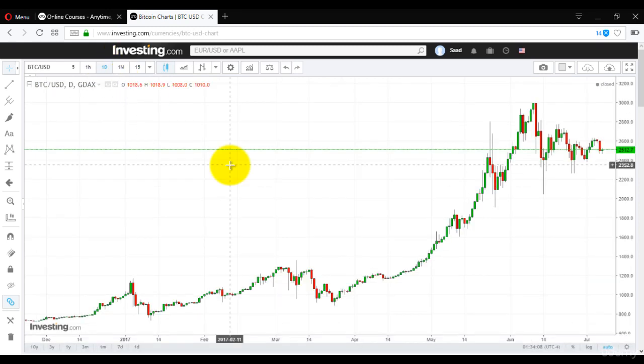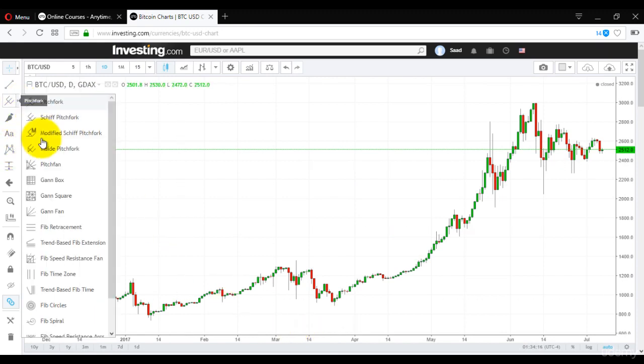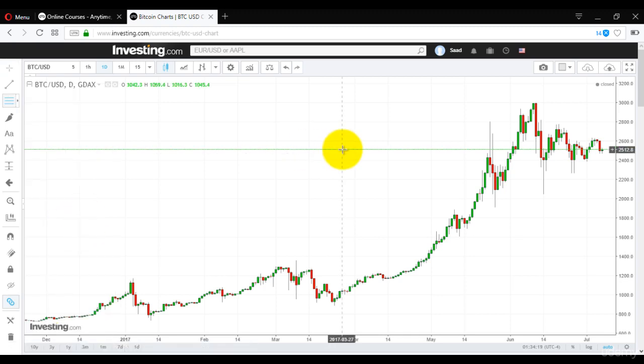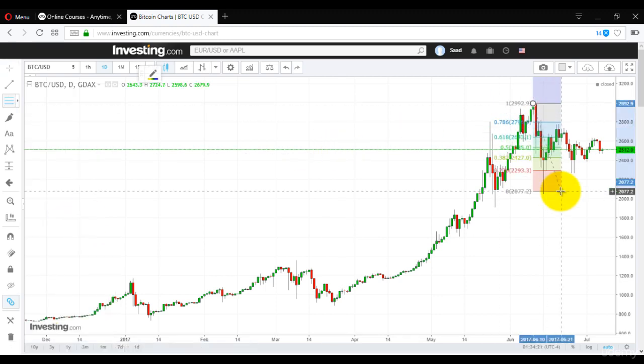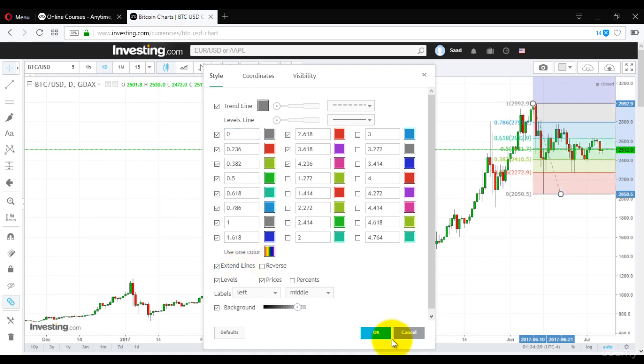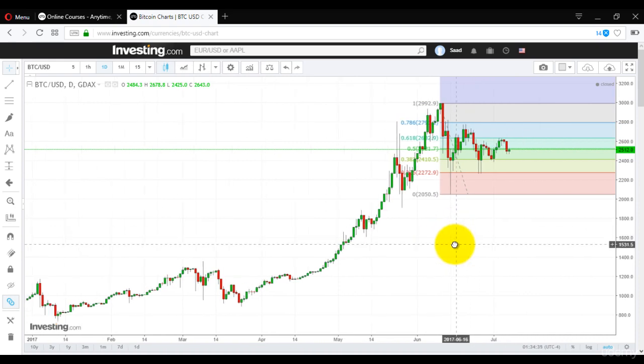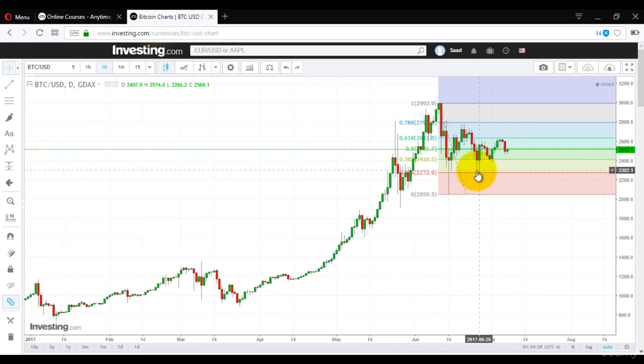Okay, I've removed the previous Fibonacci retracement. Now the first thing that I want to inform you is what is happening right now. I have selected Fibonacci retracement, and from this high I am making till this low. Extend lines. So I have selected from this high till this low. Right? Here we go. As you can see, it's taking the support at the same levels. And it is trading currently at this green line.